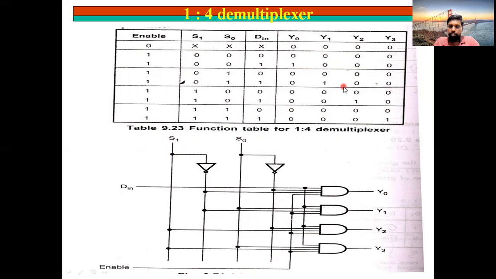So in the next session, we will see the concept of magnitude comparator, which is the last example of the combinational circuits as per your syllabus.